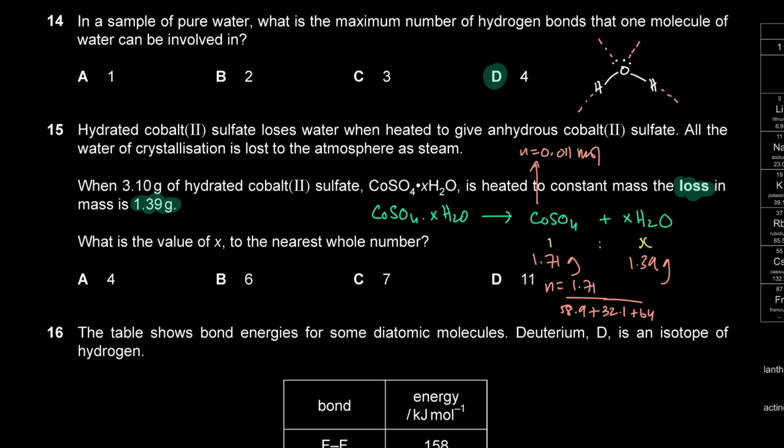As far as the moles of water are concerned, that's again the mass divided by the Mr, 1.39 divided by 18. The number of moles of water is 0.072 moles. So the ratio of the number of moles of cobalt-2 sulfate to water is 0.011 to 0.072. If we round this to the nearest whole number, we get the ratio 1:7. So that means that the value of X is 7. So the answer is C.